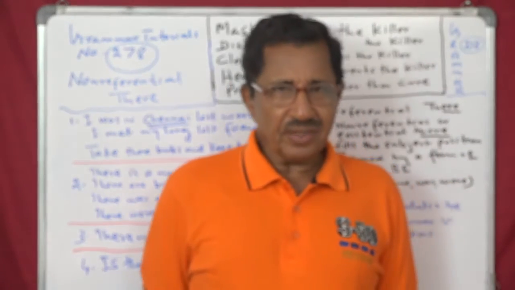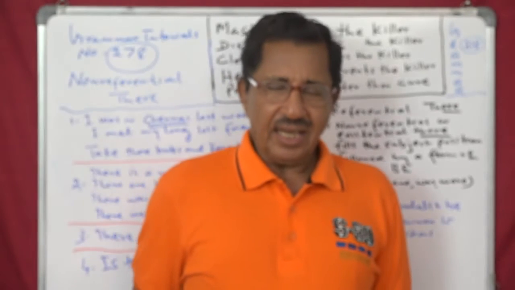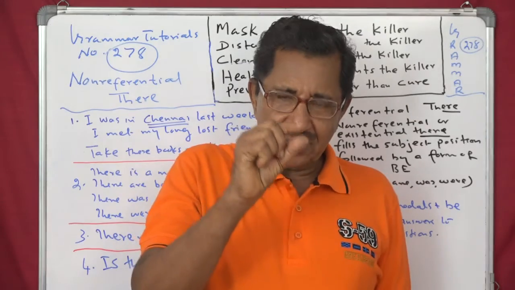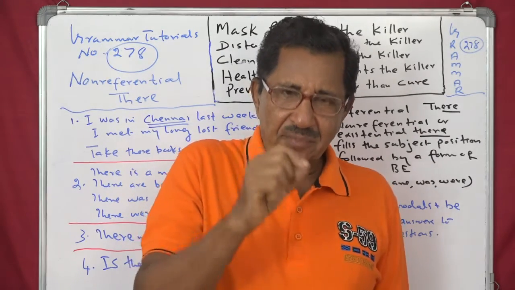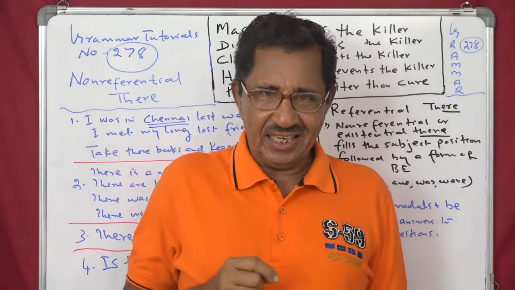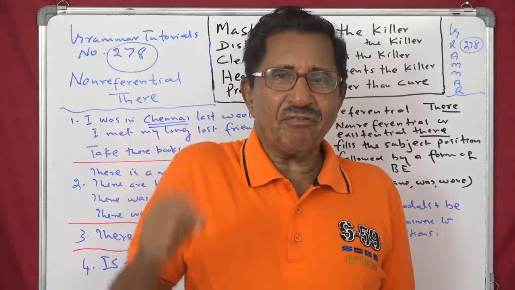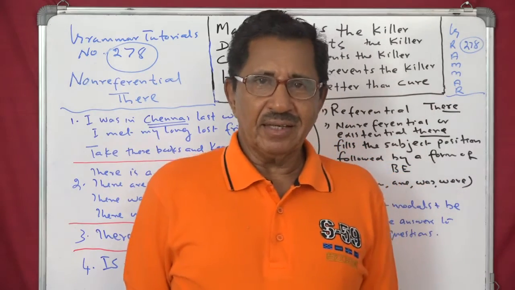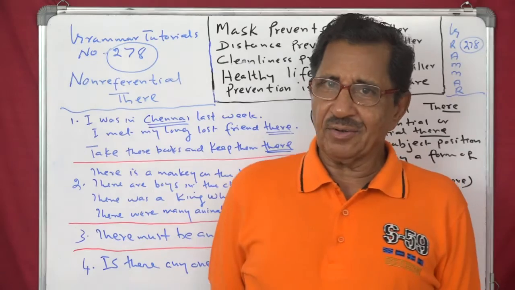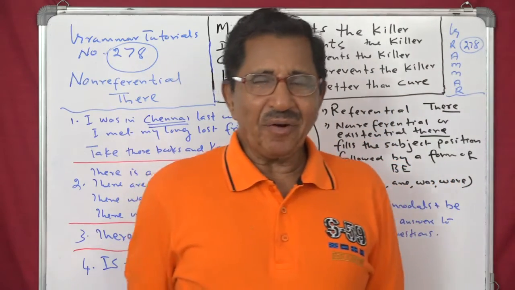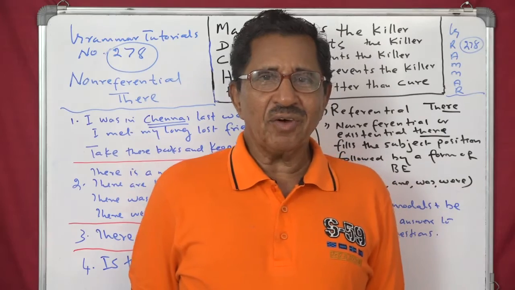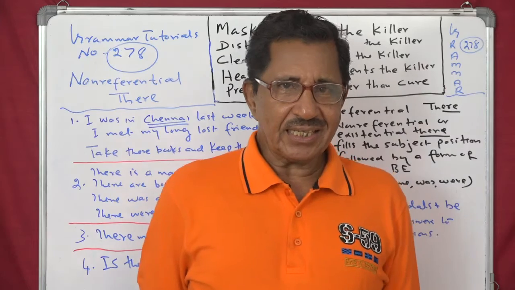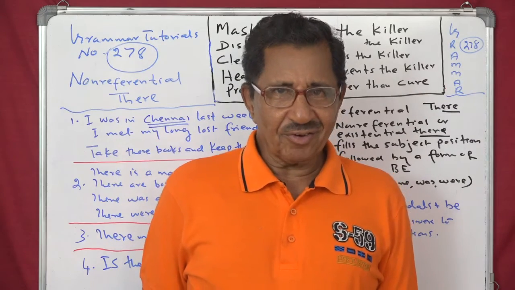Non-referential or existential. And in this case, in the sentence, you have there in the subject position, it fills the subject position, it's a filler, you can say. And then it is immediately followed by forms of the verb to be. As you can see on the board here, I hope that you can see it. The forms of to be are is, am, are, was, were. Three present forms and two past forms. These are things we have already gone through.